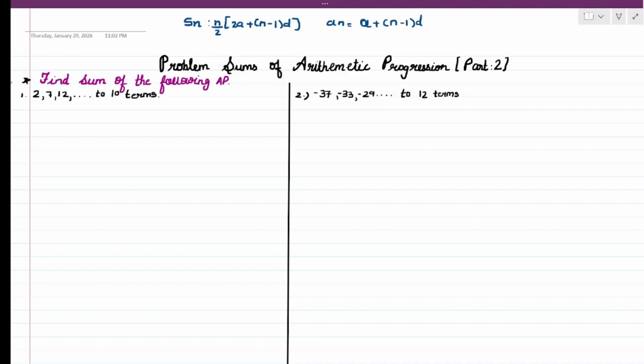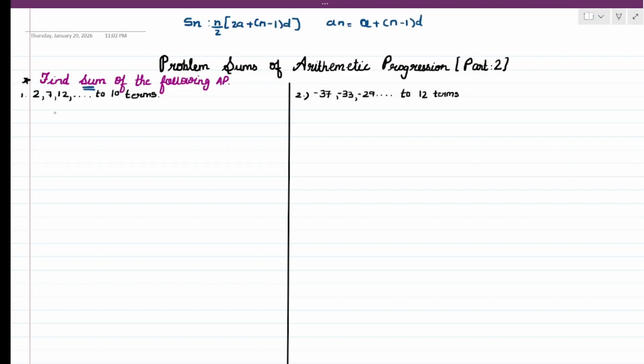So without any further ado, let's start with our first question, which says find the sum of the following AP. As we studied earlier, an AP means any sequence which has a proper difference or gap between the two numbers. That means if the difference 7 minus 2 is 5, in the same way 12 minus 7 will also give us 5. This becomes your AP. We are clearly told that you need to find the sum.